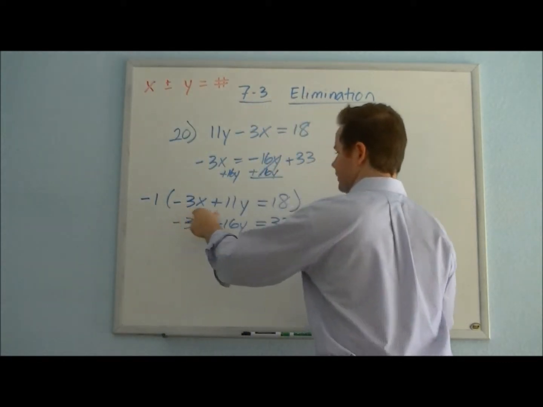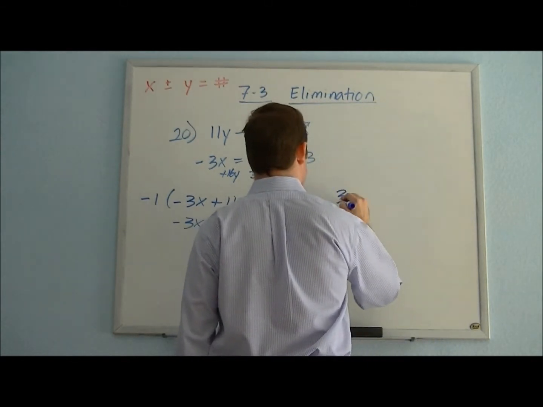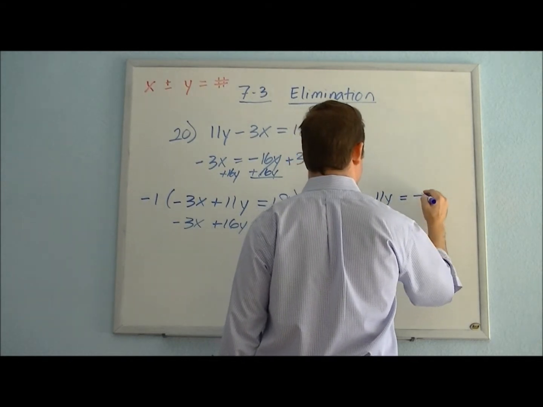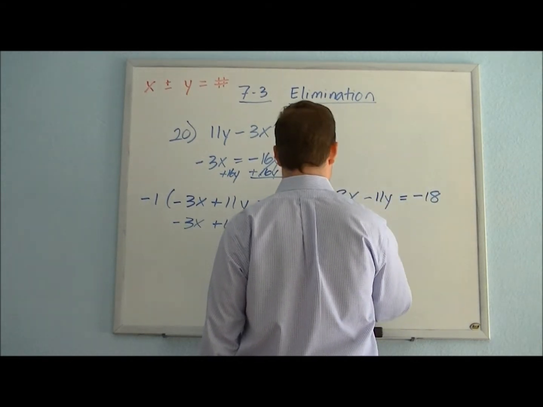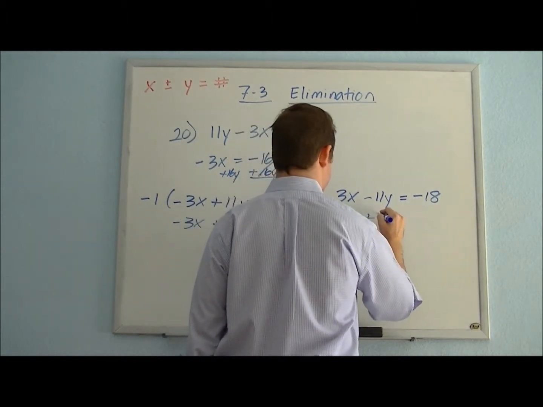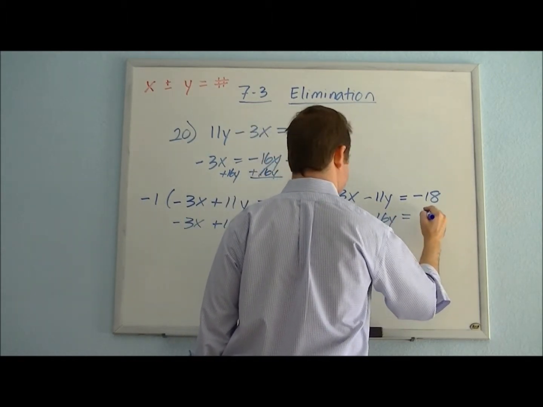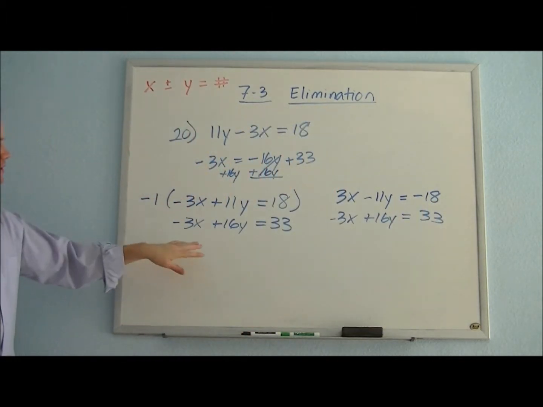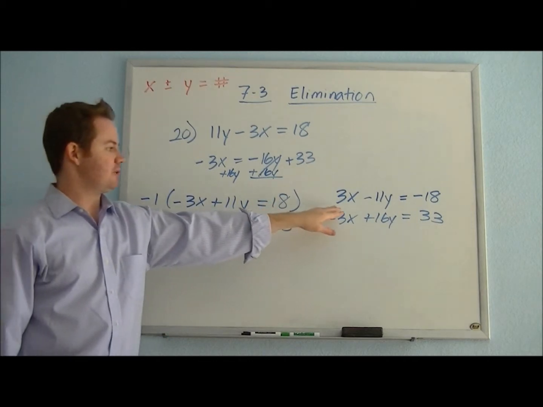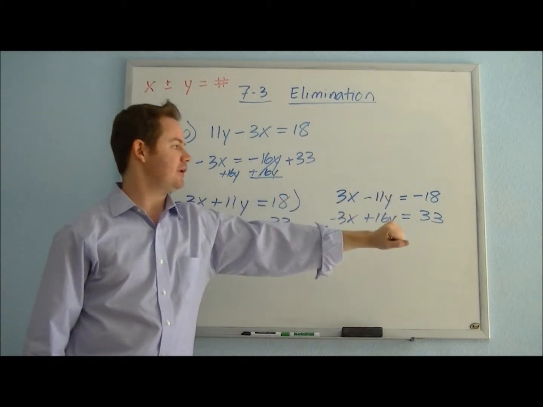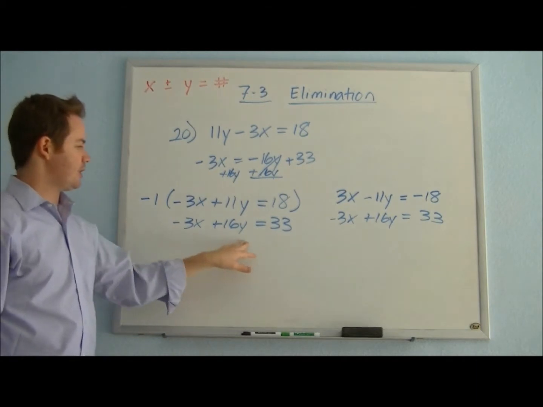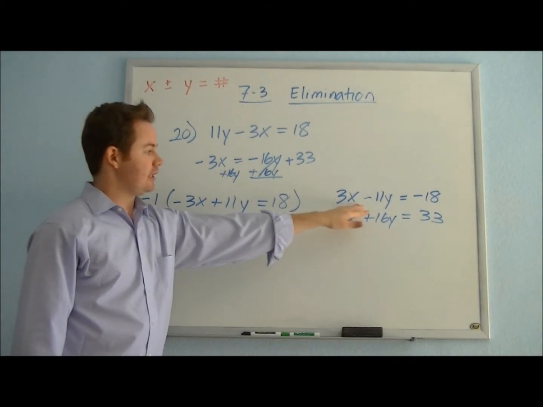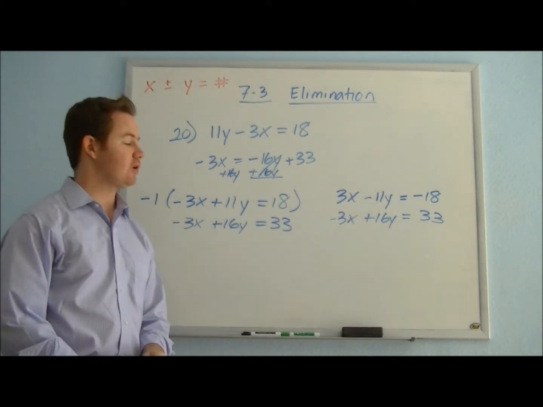So negative 1 times negative 3 would give us a positive 3x, and then minus 11y equals negative 18. And our second equation remains exactly the same. So when we distribute the negative 1, if you notice, the sign of each term changes. This becomes positive 3, negative 11, and negative 18. Our second equation is written the exact same way. We don't have to change a thing. And now we finally are left with two equations that are set up for elimination.